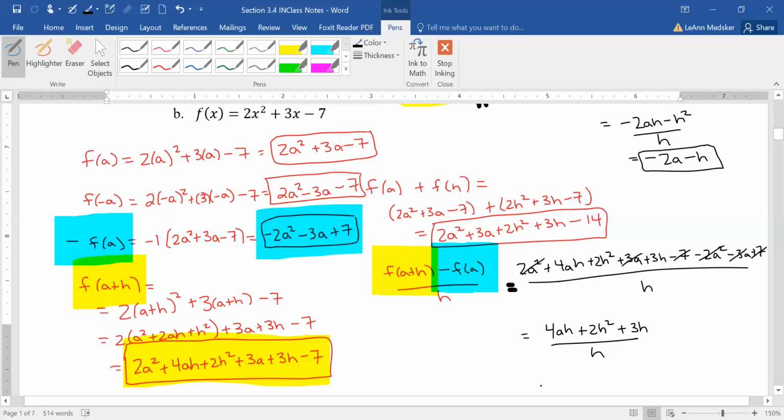And again, if we've done this correctly, every term on top has an h. So if you divide each one of them by h, you're left with a 4a plus a 2h plus a 3. So that's just dividing it out. Each one of them loses an h.